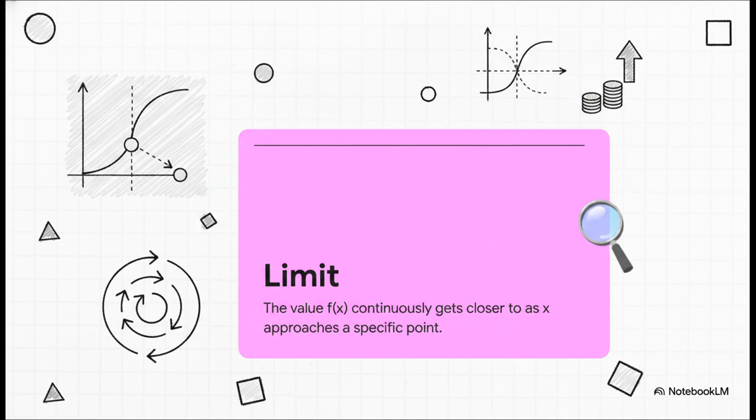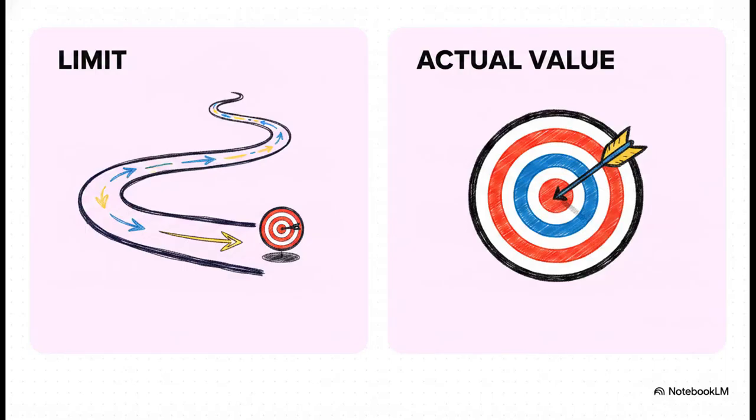Formally speaking, a limit is the value a function, we'll just call it f of x, continuously gets closer to as x approaches a specific target point. So it is purely about the behavior of getting near a point. In fact, the function itself might not even exist at that exact target, but the limit still can, because again, the limit only cares about the approach. So the crucial point here is that distinction between the journey and the actual destination.